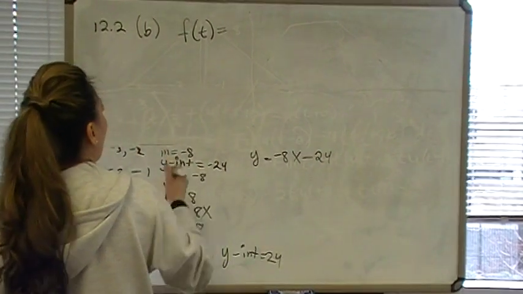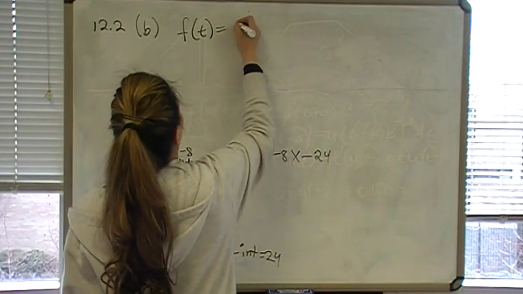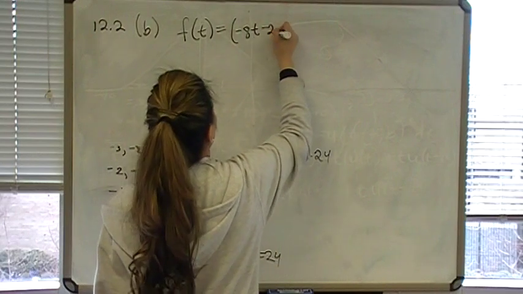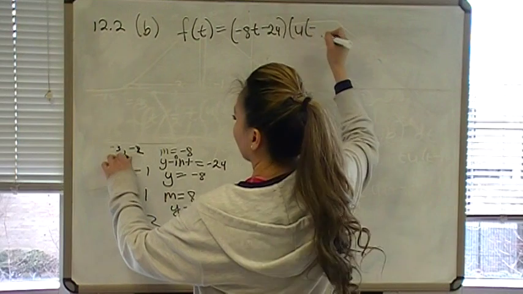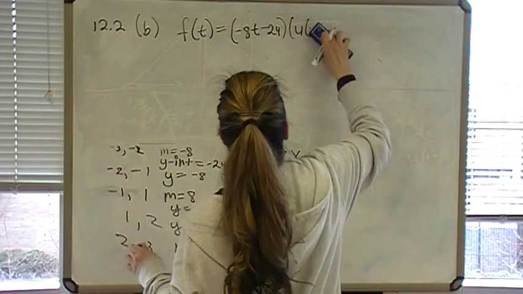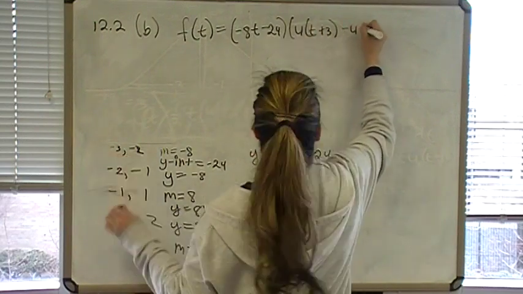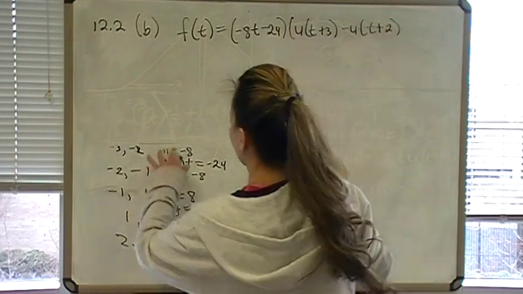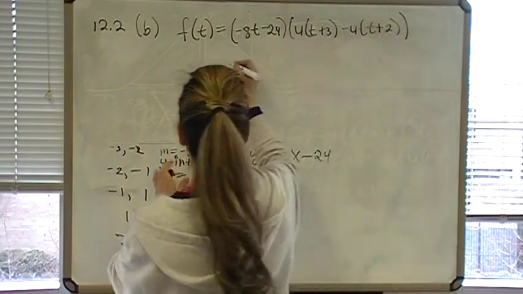Okay, so that tells us, it actually should be really t. So we have -8t minus 24 times u of t plus 3 (a negative times a negative is a positive), minus u of t plus 2. That's that first piece. So now we've described that piece of our original function. We go to the next piece.